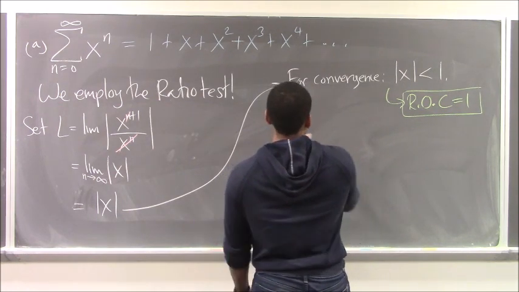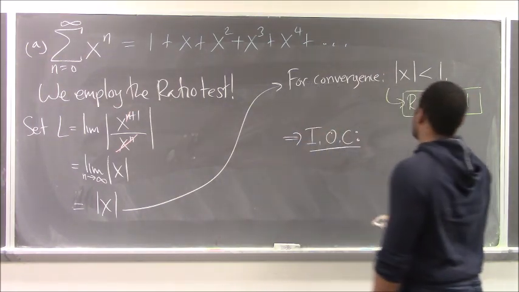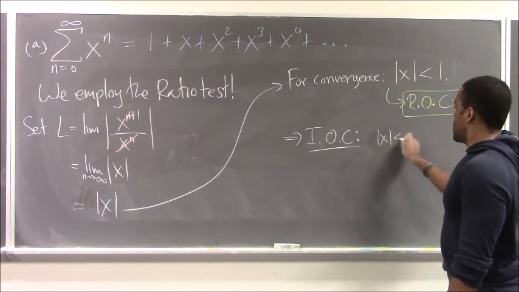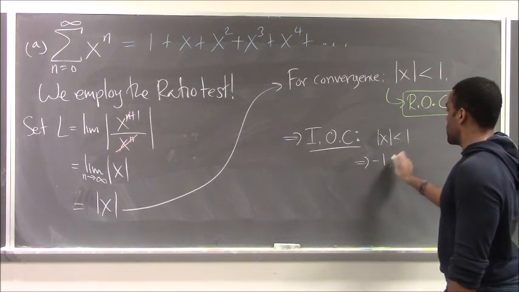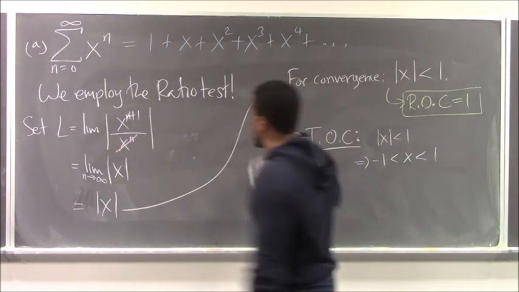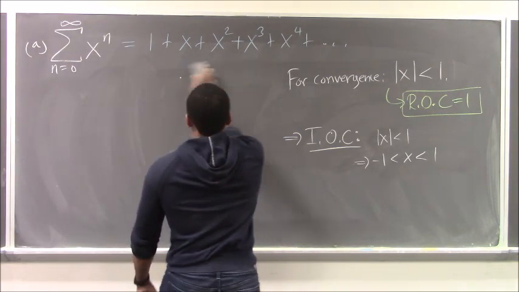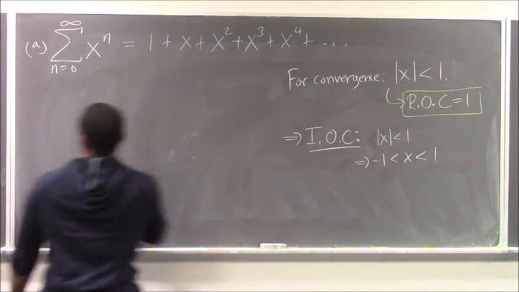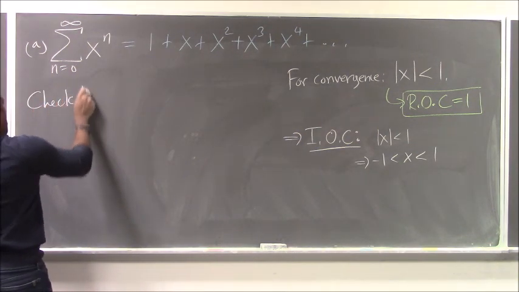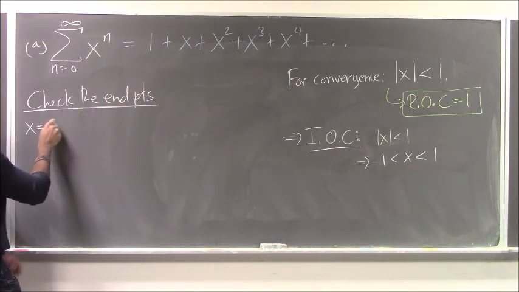Now, this gives us, for the interval of convergence, if your |x| is less than 1, this of course means that x is between −1 and 1. But now you don't know whether the endpoints are going to work. So we are going to continue. We're going to check the endpoints.